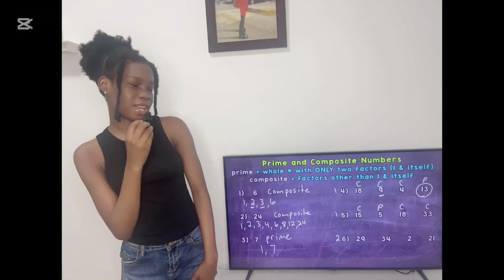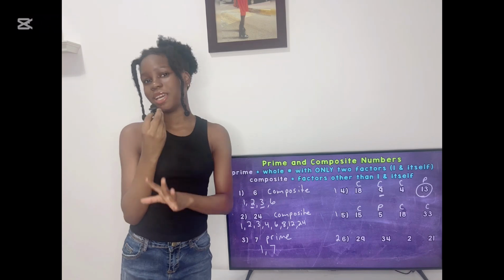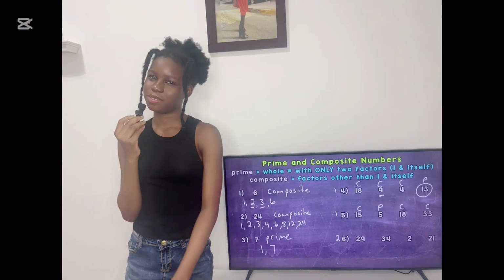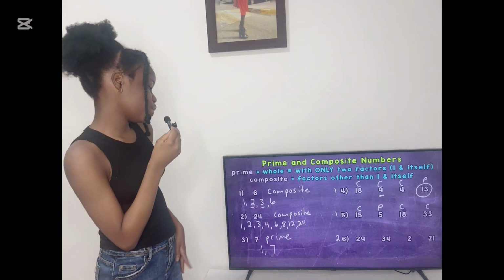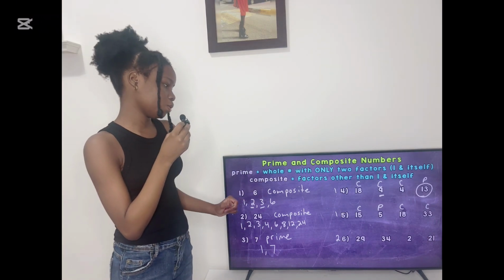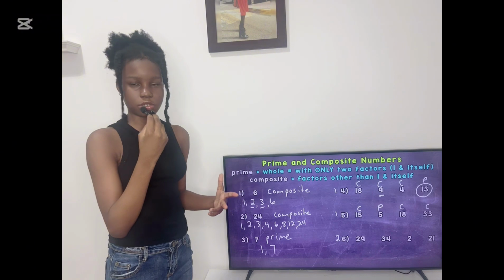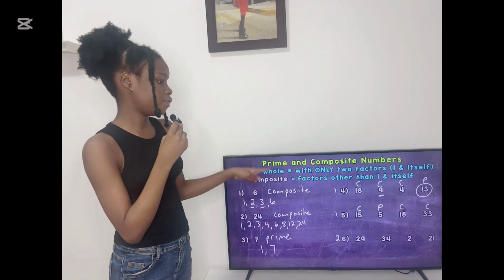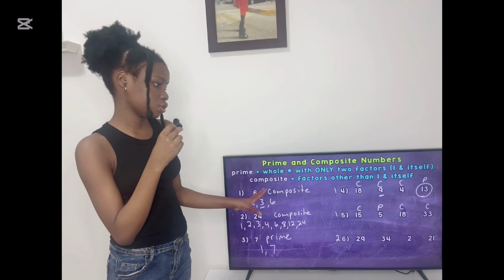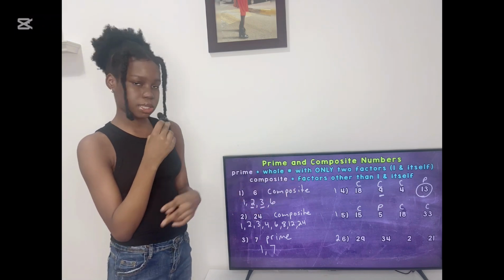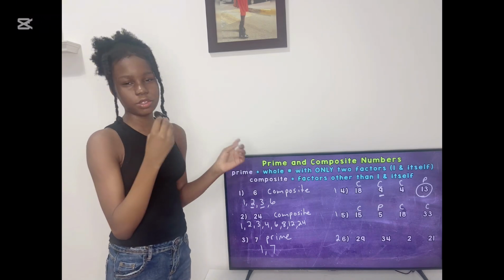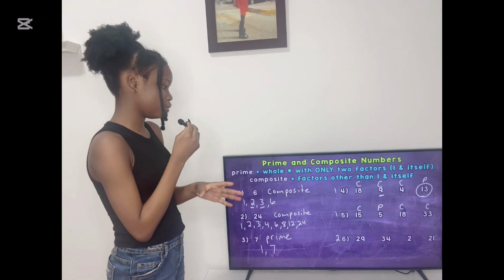Today we're going to be talking about prime and composite numbers. So without further ado, let us get into this video. Prime is basically a whole number with only two factors, one and itself. And composite has a factor or factors other than one and itself. Okay?